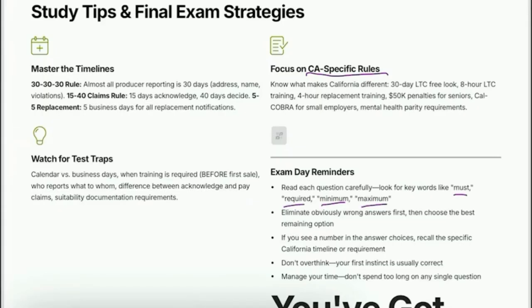Manage your time. Don't spend too long on any single question. You know this, move on. And if you don't, one question's not going to make or break you. You've got this, and now you are in an excellent spot to pass the state law and regulations section of the California Life and Health Insurance exam.